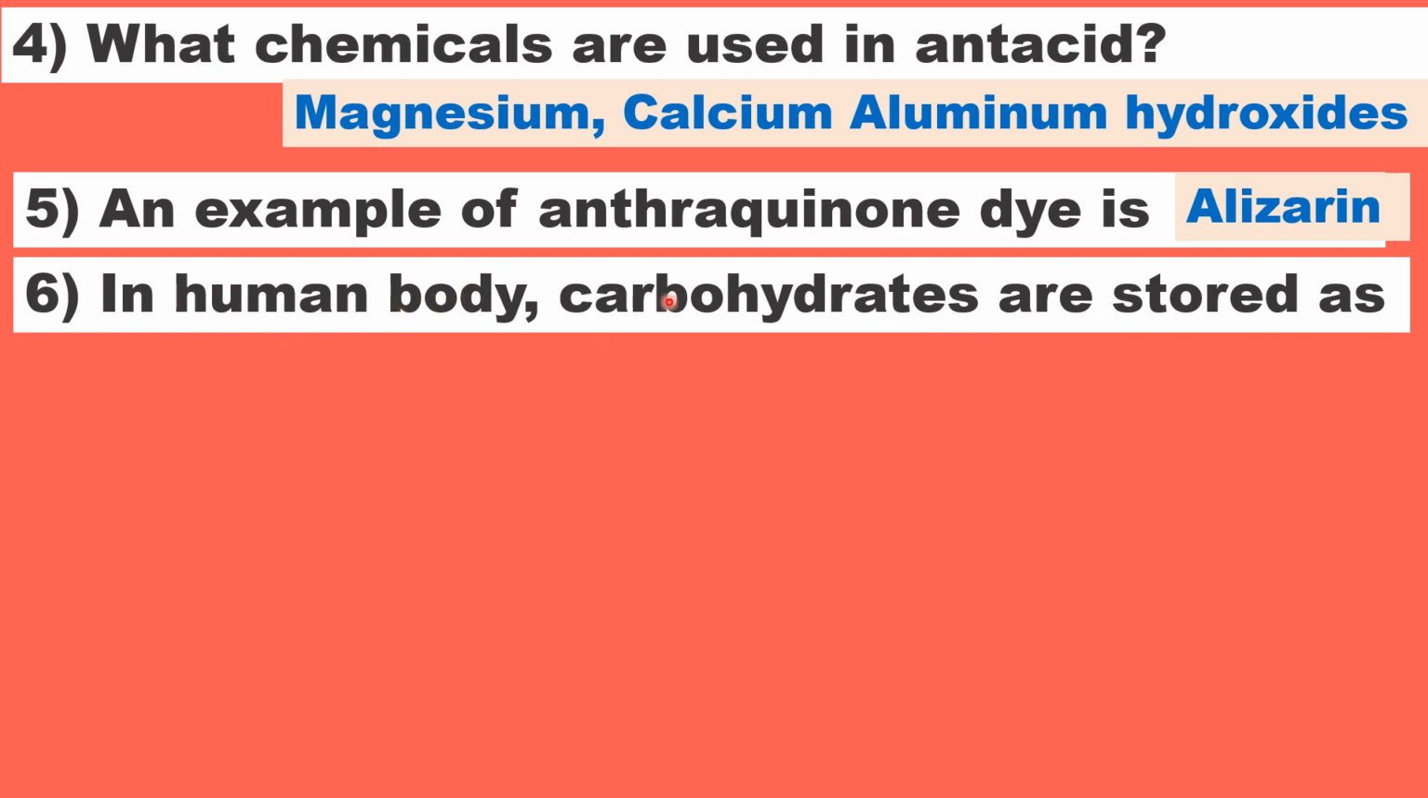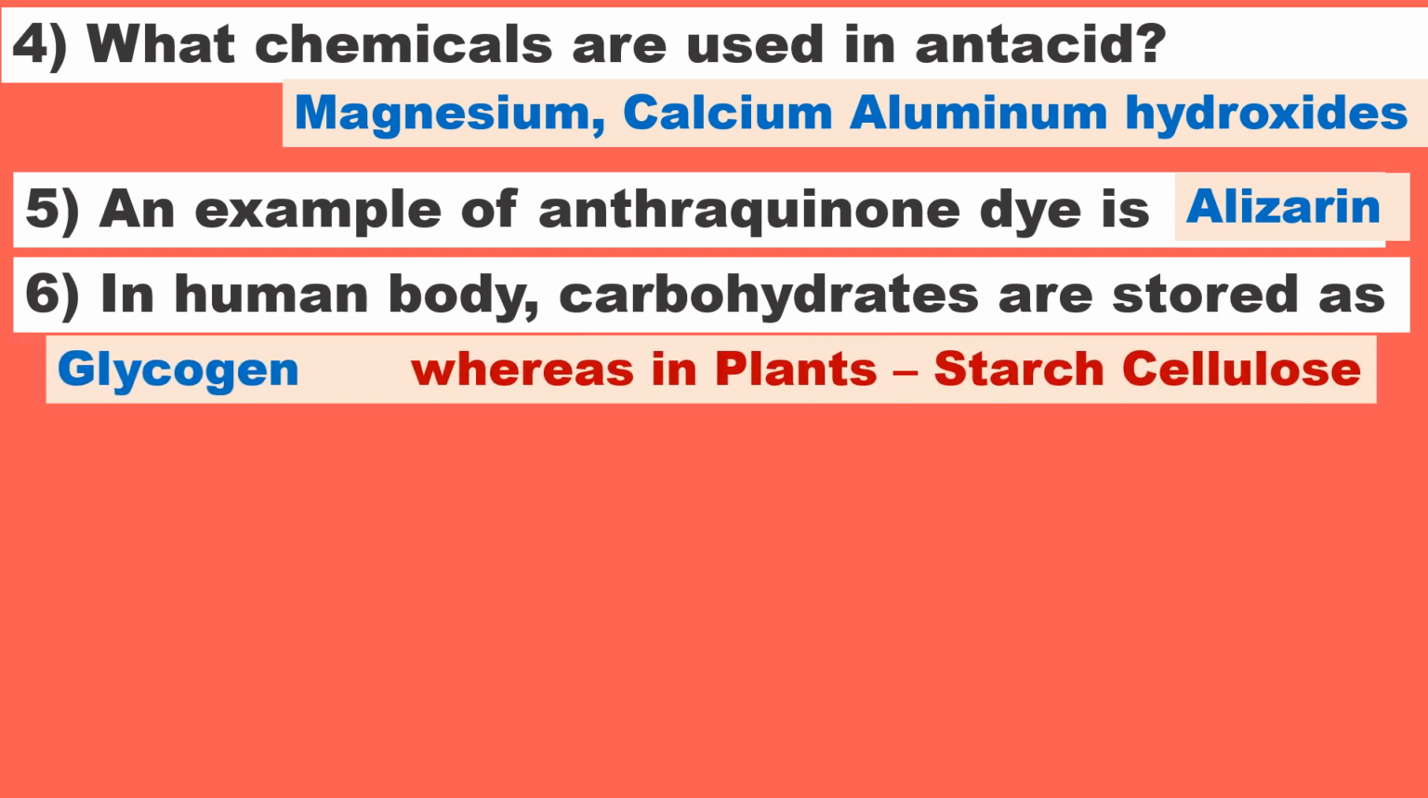In human body, carbohydrates are stored as? The answer is glycogen. In plants, carbohydrates are stored in the form of starch and cellulose, whereas in our body carbohydrates are stored as glycogen. It is synthesized in liver and muscle.